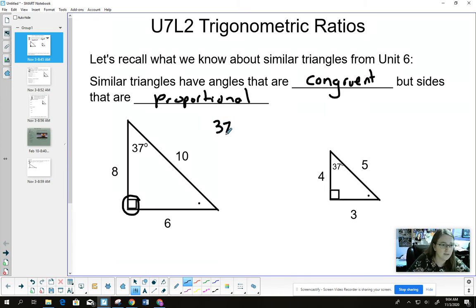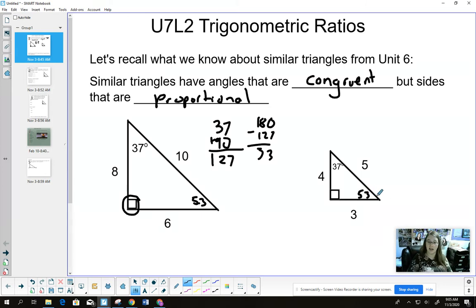Well, we've got 37 plus 90 is what we have so far. That's 127. Therefore, that last angle needs to get us the rest of the way to 180. So 180 minus 127 is going to be 53. So in both of these triangles, the angles are going to be the same because the angles always add up to 180. So these 2 triangles are similar.